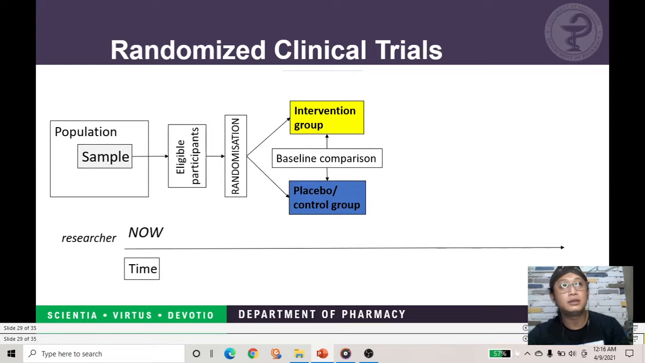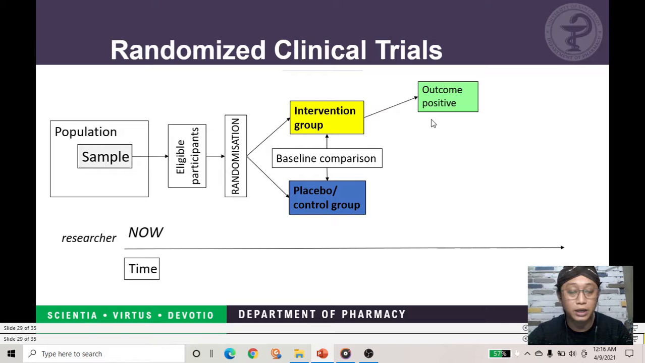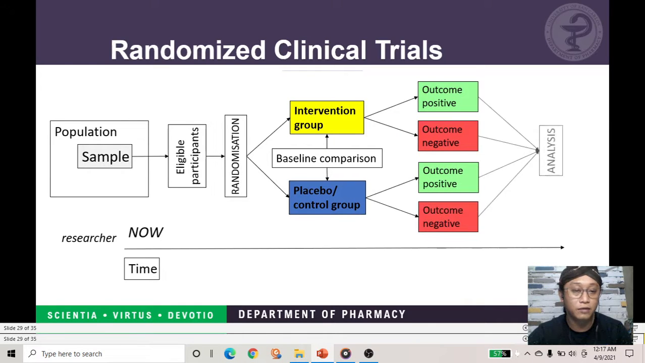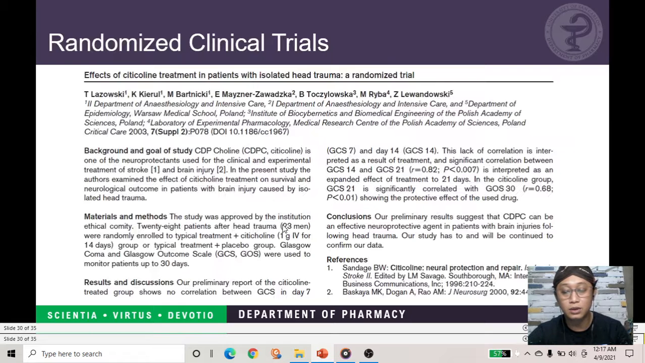When there is a significant difference between those groups, then they need further analysis to determine whether this particular factor that is different may influence the results of the outcome. So here we can learn more about type 1 and type 2 error. They will observe from the intervention group as well as the placebo group the positive outcome and the negative outcome, and from this we will do the analysis.